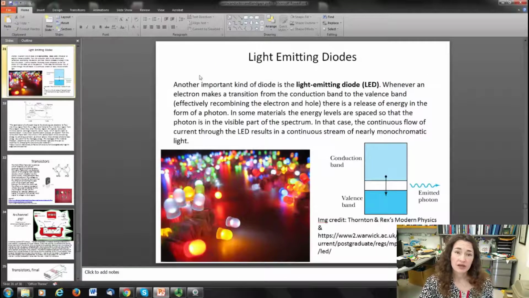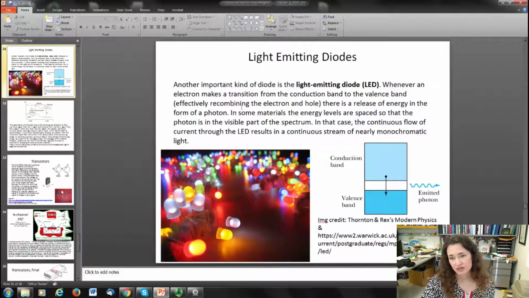Now, you can use diodes for other things than just sort of a gate allowing current to flow with voltage in one way or not allowing it to flow in the other. And you're probably really familiar with LEDs, or light-emitting diodes, already. Whenever an electron makes a transition from the conduction band to the valence band, which effectively recombines the electron and the hole, there's a release of energy. So if your electron drops down, then in order to satisfy energy conservation, energy must be emitted, usually in the form of a photon.